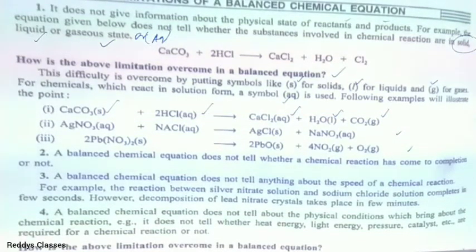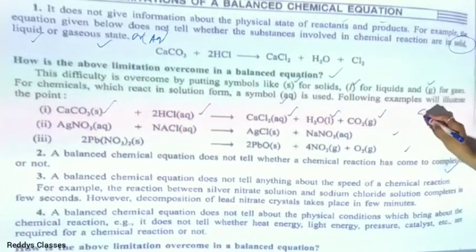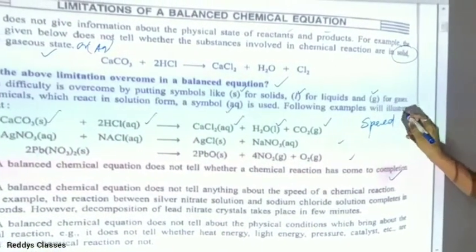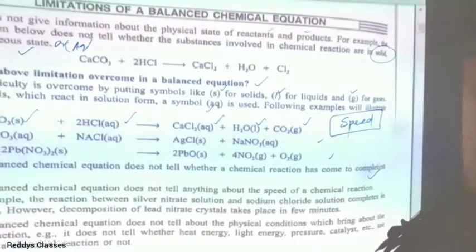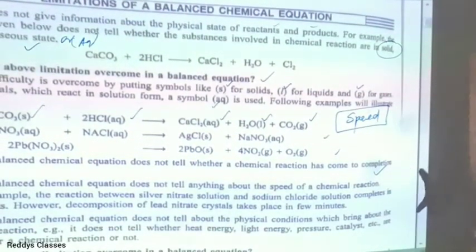Secondly, a balanced chemical equation does not tell whether the chemical reaction has come to completion or not. Next, a balanced chemical equation does not tell anything about the speed of the reaction, at what speed the reaction is taking place.